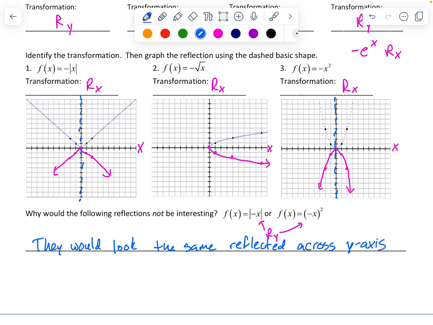If we had transformed the radical across the y-axis, that one would have been more interesting. So if we'd reflected that one over here, it would have looked something like that. So that could have been more interesting. All right, flip to the next page.